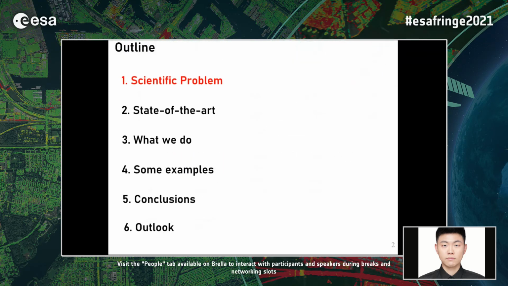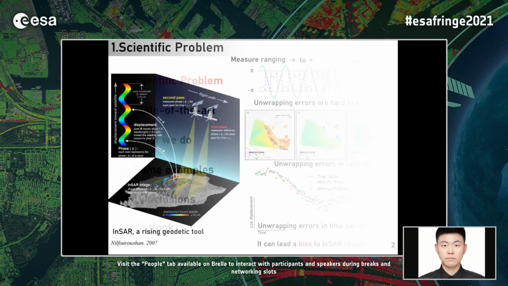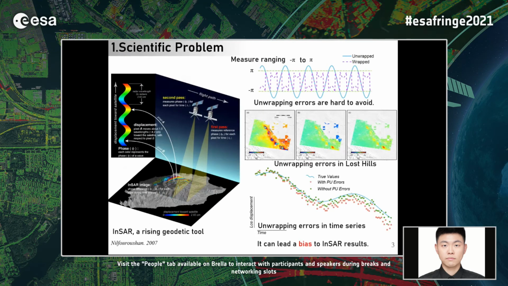Let's introduce the scientific problem first. Okay, Ryan, the next slide. InSAR has been a rising geodetic tool to monitor the crustal motion. It measures the surface change in radian phase ranging from -pi to pi. The recovery of those wrapped phases to their true values is called phase unwrapping. But unwrapping error is hard to avoid. These are two examples for this.